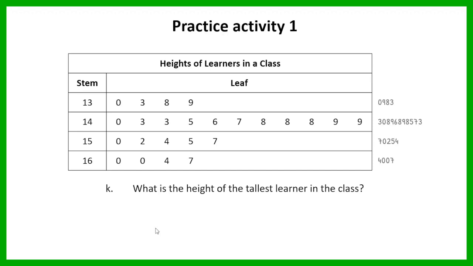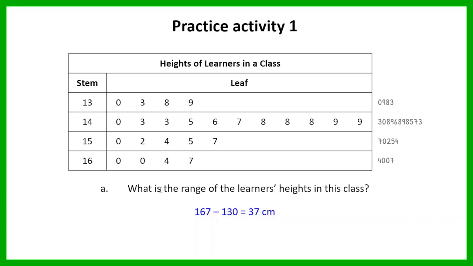Okay, so let's go through all of those questions quickly. A, what is the range of the learners' heights in this class? Now remember, to work out range, you have to take the maximum, which to find the maximum, you're going to look at the bottom right. So that's going to be this one over here. This is 167. And you're going to subtract the minimum, which is at the top left. So that's this one over here. It's 130. So it's 167 minus 130. And that should have given you 37 centimeters for the range.